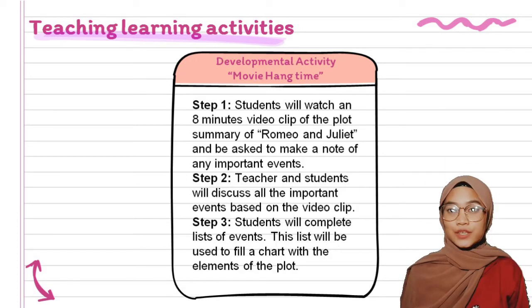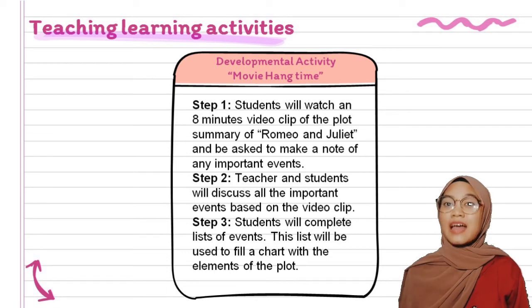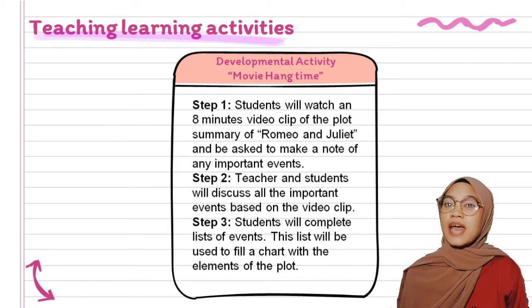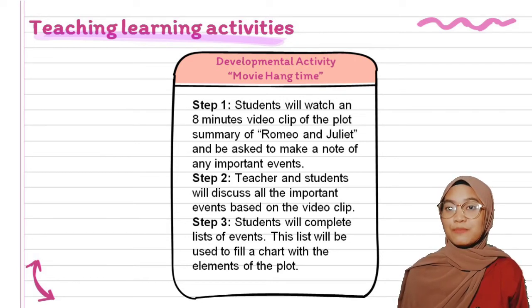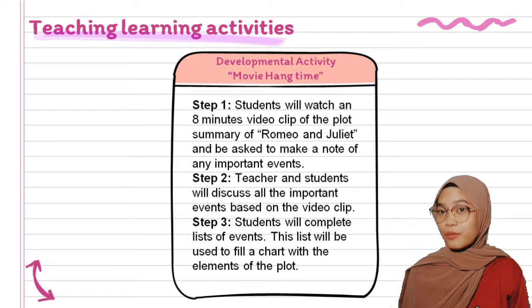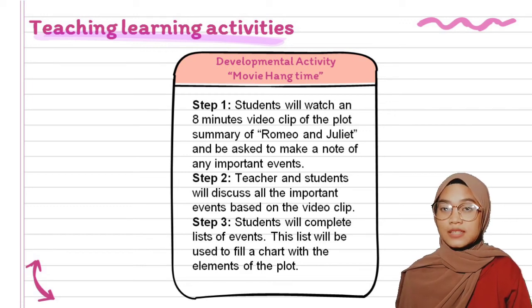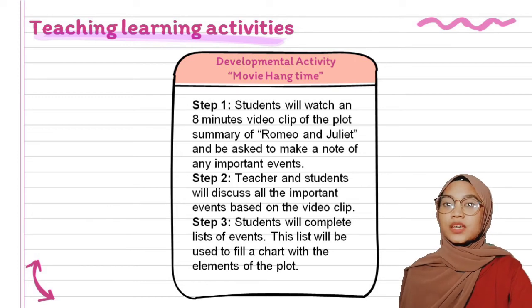The second activity is a developmental activity called moving hang time. Step 1, students will watch an 8-minute video clip of the plot summary of Romeo and Juliet, and will be asked to make a note of any important events that happen in that summary. Step 2, teacher and students will discuss all the important events based on the video clip.